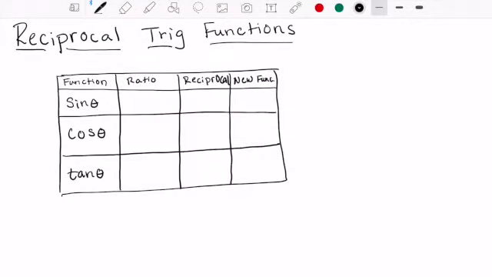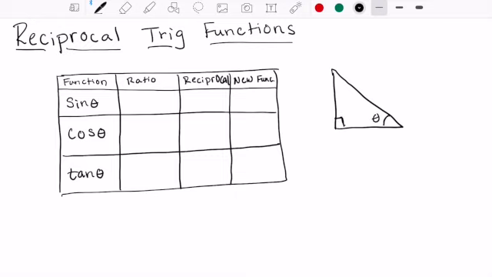In this video, we're going to talk about the reciprocal trig functions. Now, more often than not, we have all been exposed to sine theta, cosine theta, and tangent theta. However, we do have what's called the reciprocal functions. And the reciprocal functions come from when we are looking at any right triangle and we have theta.